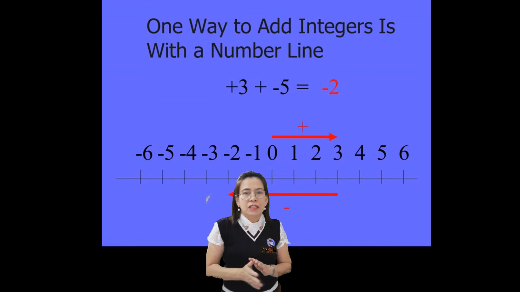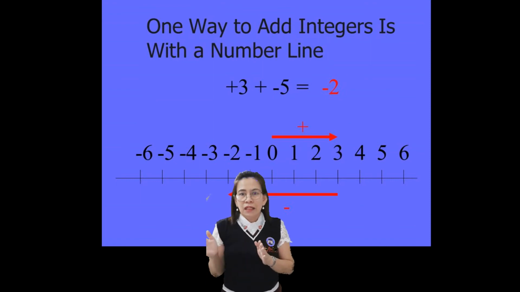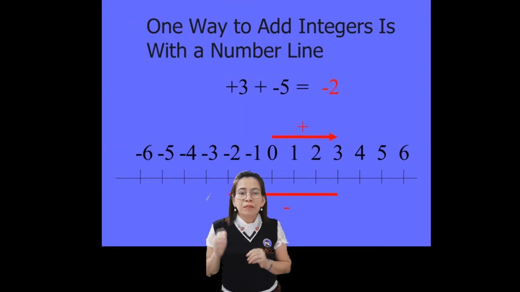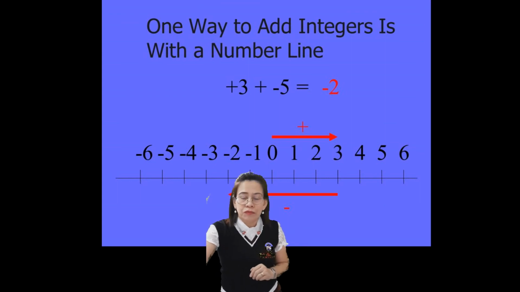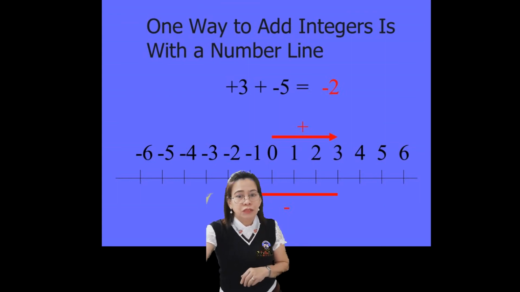Okay, first you're going to count 3 to the right from 0. And then from 3, you're going to count 5 to the left. So you will end up with negative 2. So the answer is negative 2.